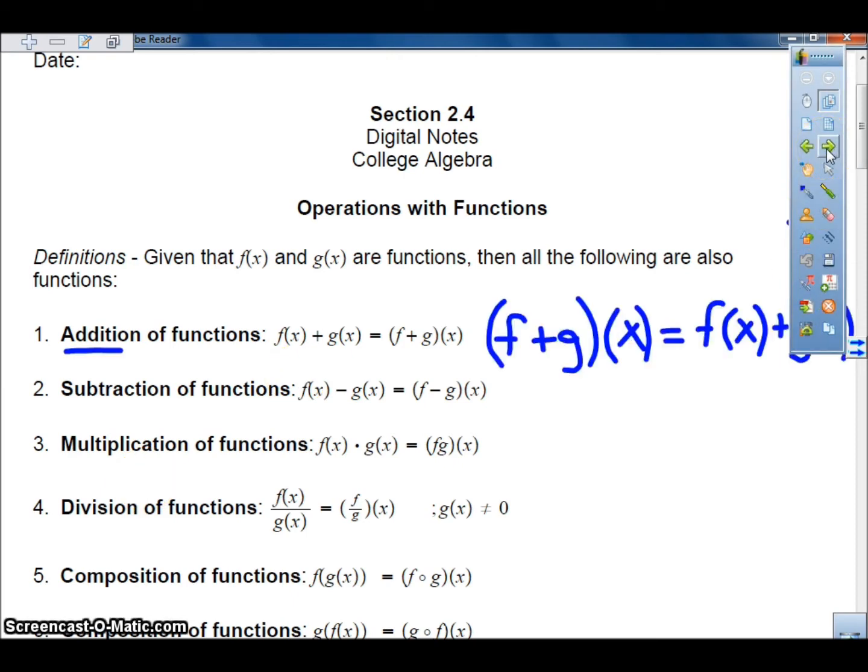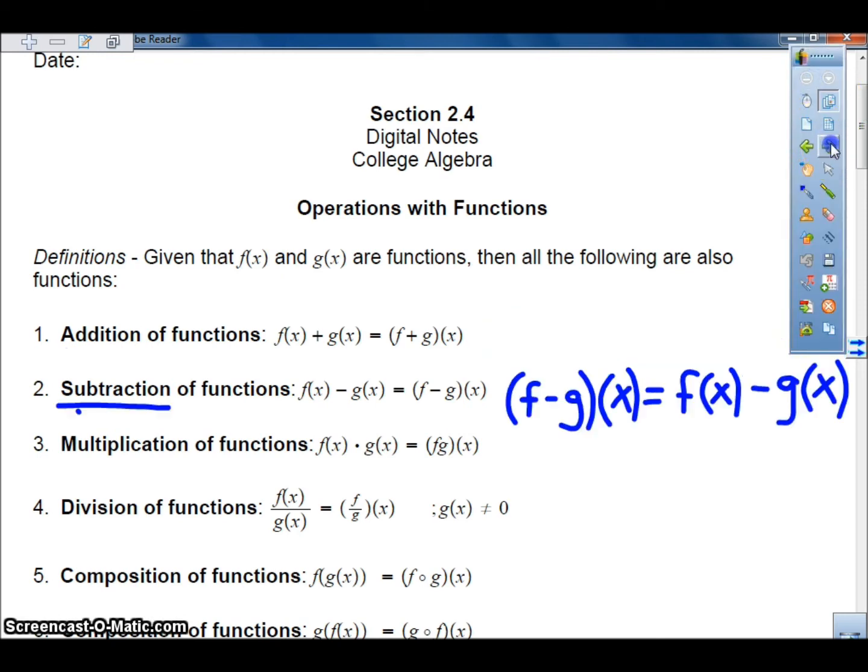To add functions, we use this notation, f plus g of x. And that is found by taking f of x plus g of x. So if you add those two functions together, f of x plus g of x, you get a new function, which we're labeling as f plus g of x. And the reason we label it that way is so that we can remember how we got that function. We got that function by taking f of x and adding it to g of x. Or vice versa. If they tell you find f plus g of x, that's a function that you want to find by taking f of x and adding it to g of x.